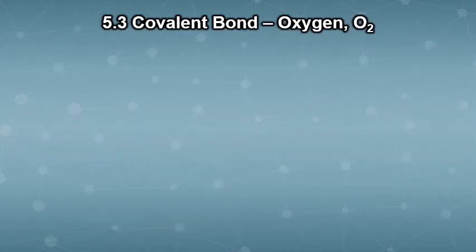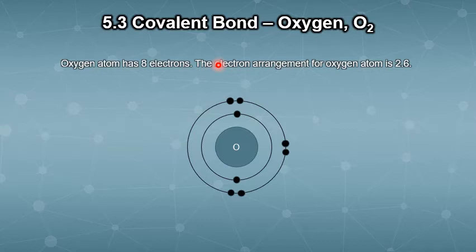Okay, now I'm gonna share with you 2 more examples on double covalent bond. Just now was single covalent bond, now double covalent bond. Okay, so the oxygen atom has 8 electrons. The electron arrangement for the oxygen atom is 2.6, so it has 6 valence electrons.